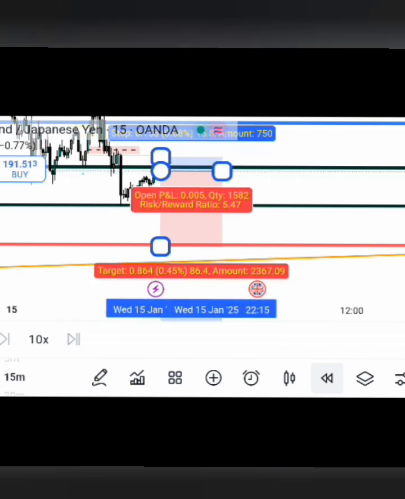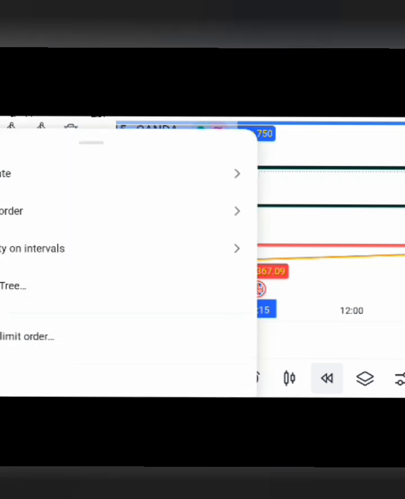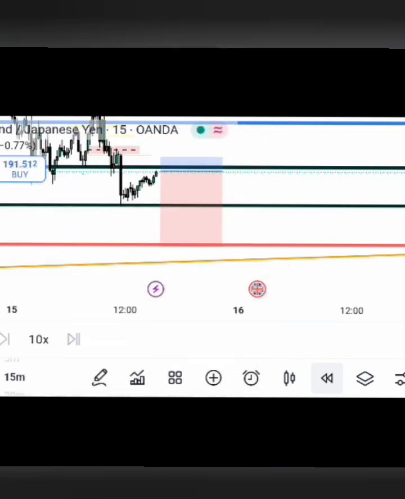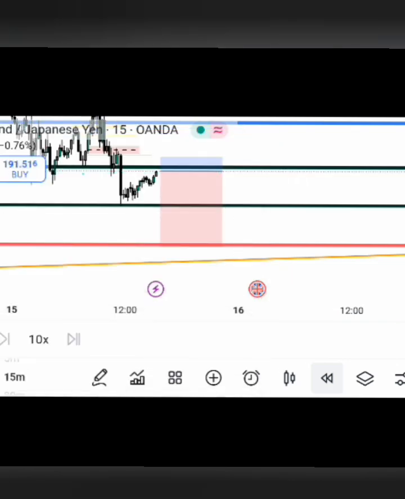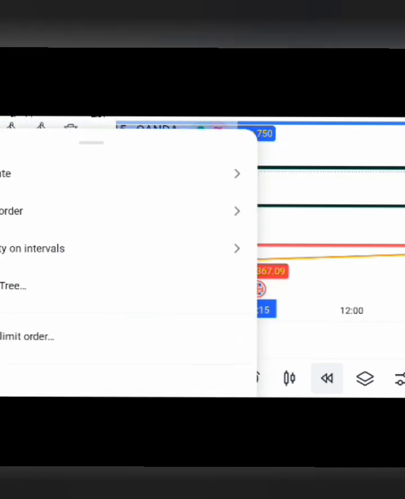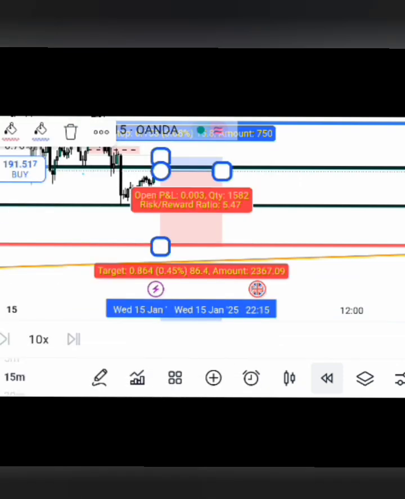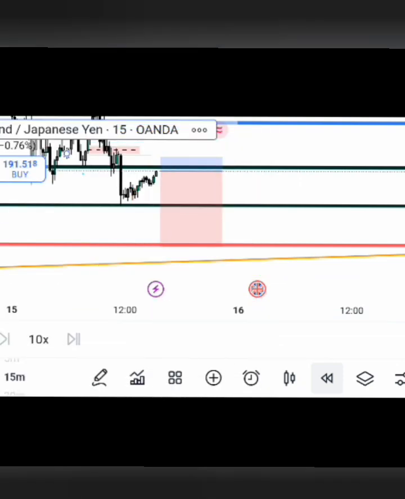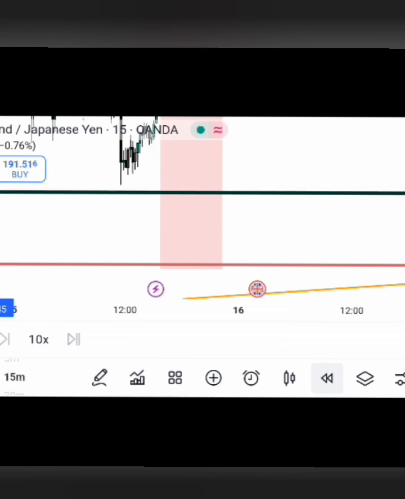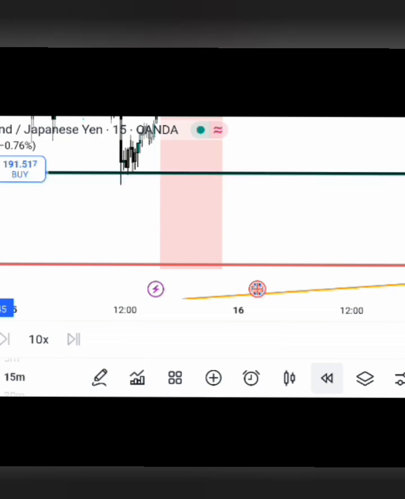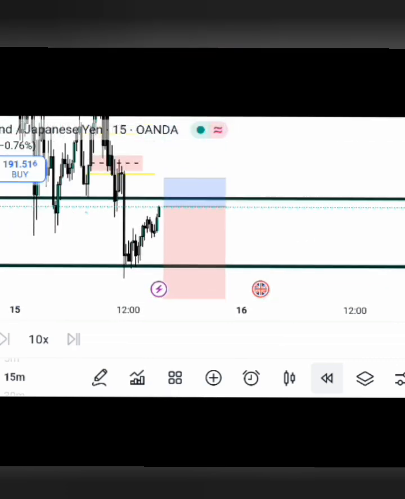Then my stop loss will be exactly above that point. That will be my stop loss. I wouldn't want to risk so much. Okay, let me zoom it so that it will become easier for me. Okay, this point. Oh gosh. This was the point, right? Good.